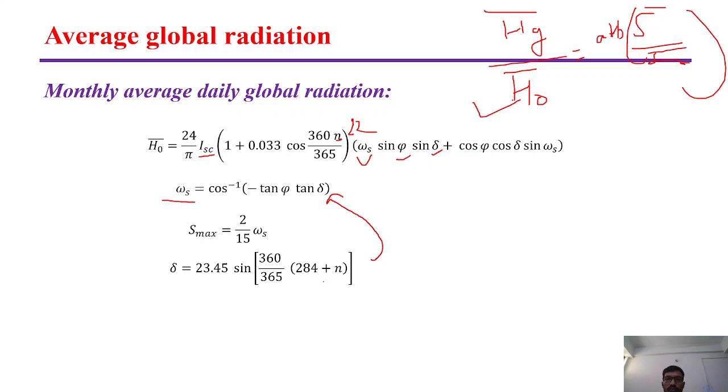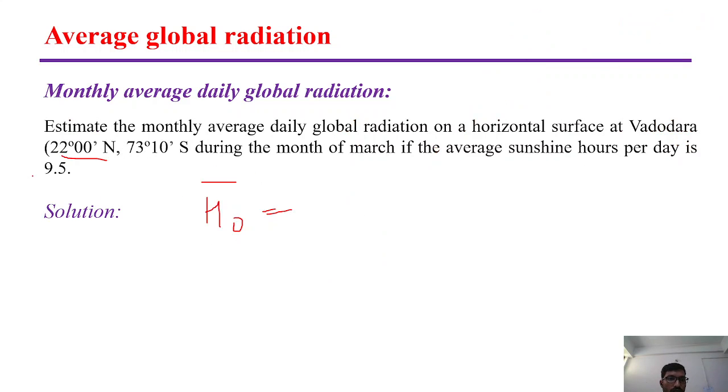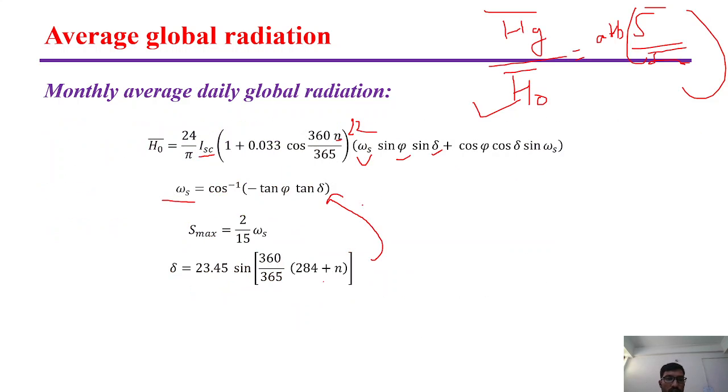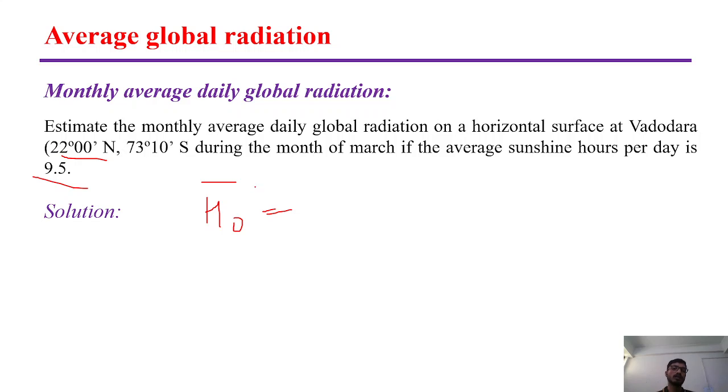Now that we know the value of H naught, A plus B, the values A and B we know from this table, 0.28 and 0.48. Then S upon S max, the value of S average is given, 9.5, and S max we have to calculate. S max will be a function of the hour angle, 2 into hour angle divided by 15. So this way we can calculate the monthly average daily global radiation Hg bar for any particular given location.